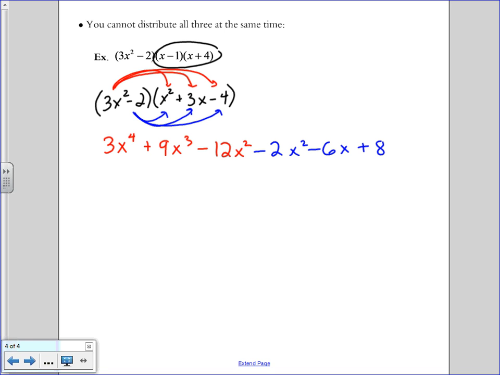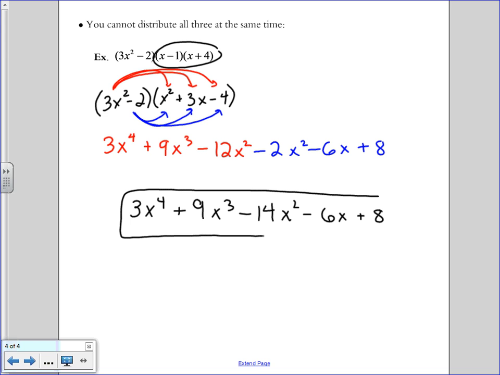Then look for like terms to combine and write this in standard form. This has no like term. This has no like term. Minus 12x squared and minus 2x squared will be minus 14x squared. And then bring down the minus 6x and the plus 8. And that is all.